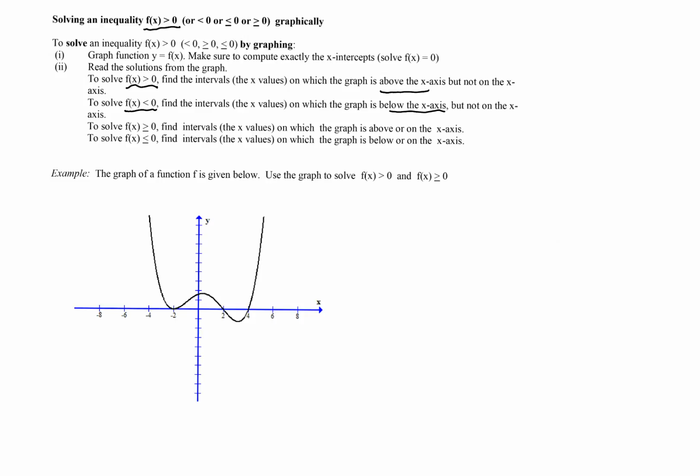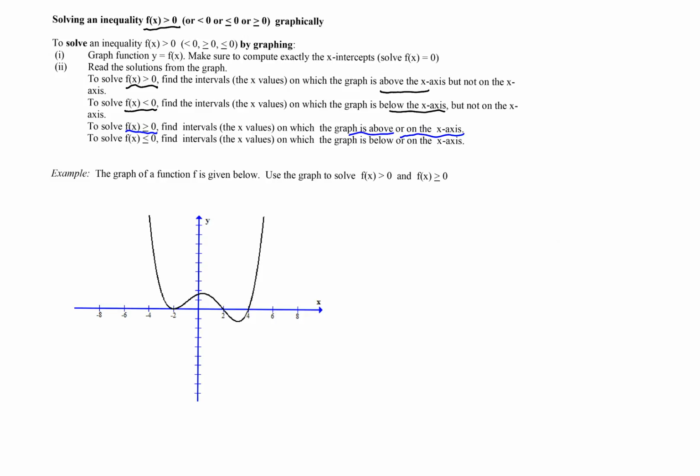Now, if in turn I want to solve inequality f of x is greater or equal 0, I will have to look at the parts of the graph that are above the x-axis and on the x-axis, because the f of x is equal 0 at the points on the x-axis. So let's look at the example.